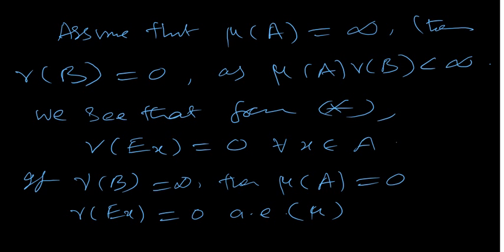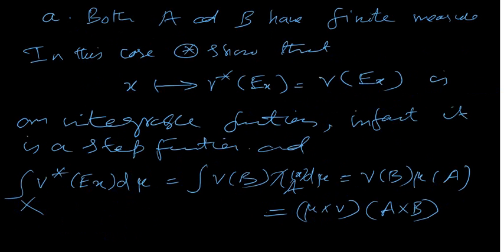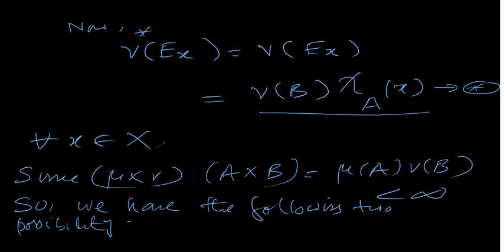Okay, let's see the star again. Mu of A equal to 0 here. So you will see, if x is in A, it's equal to nu of B, which is equal to infinity. But if x is not in A, it's equal to 0.